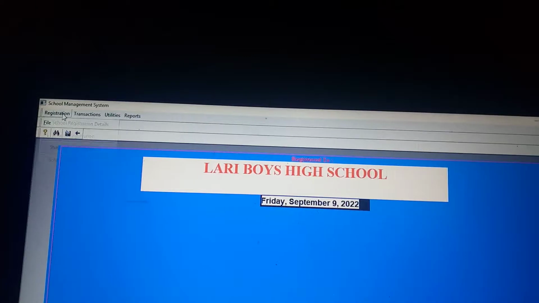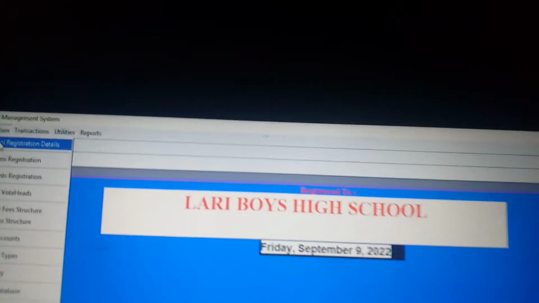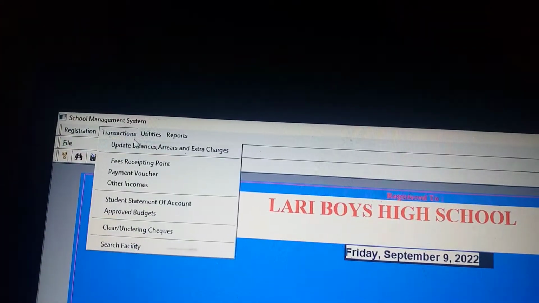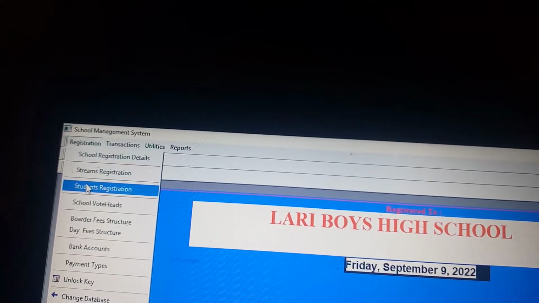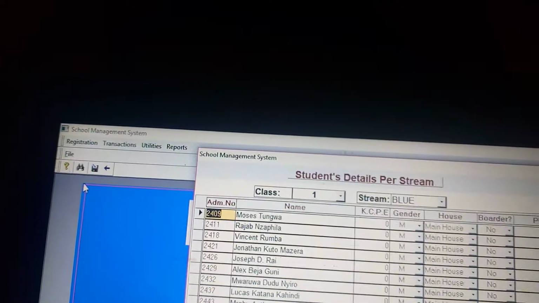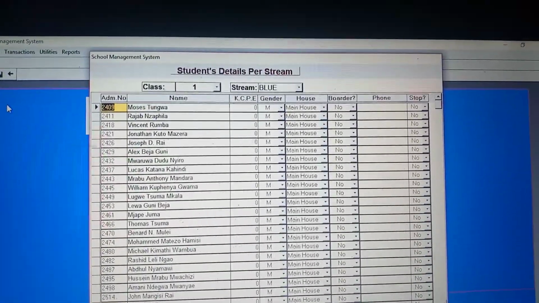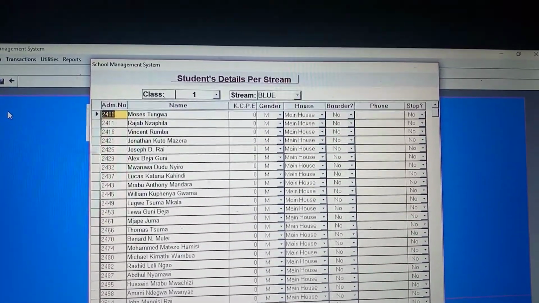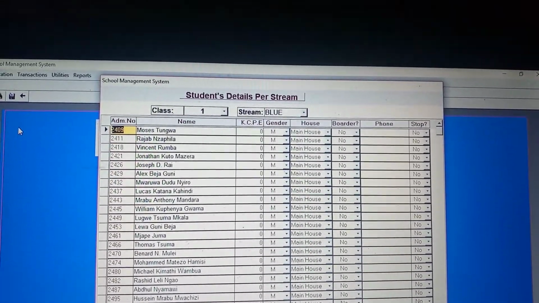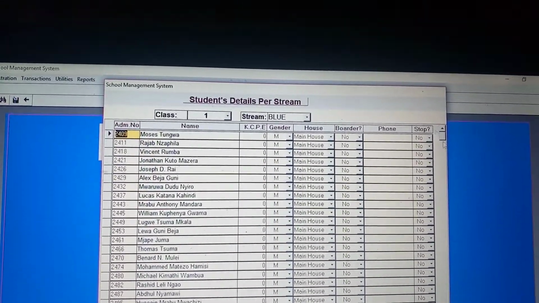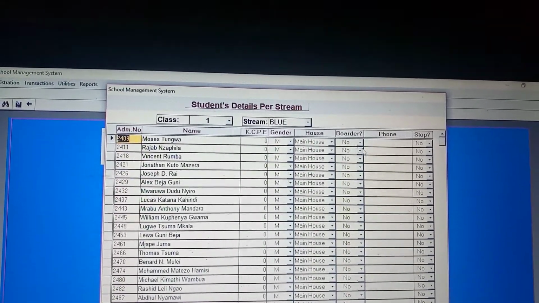This is where we register the name of your school. We are able to register the streams. The student registration is done here. This is an example. These are students that are registered: admission number, name, KCPE, gender, house, or is it boarding or day, and the phone number for the parent.